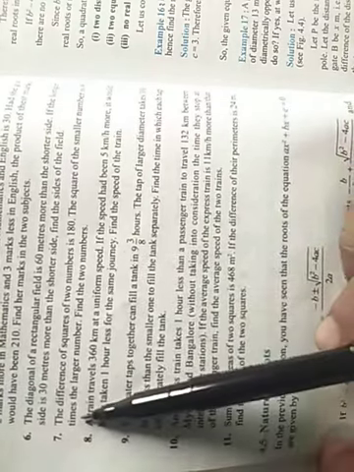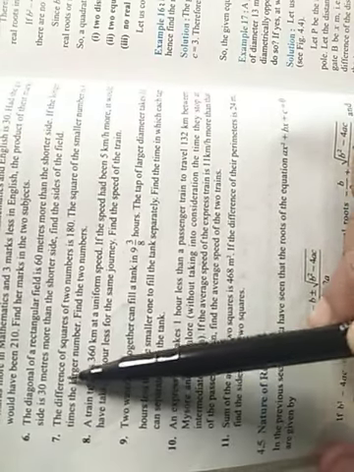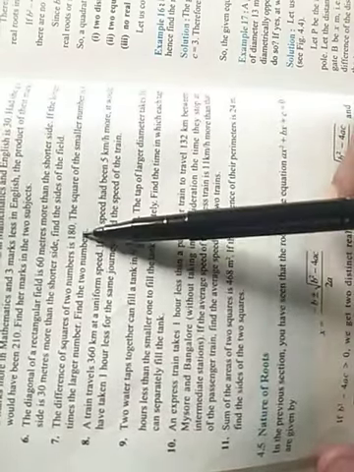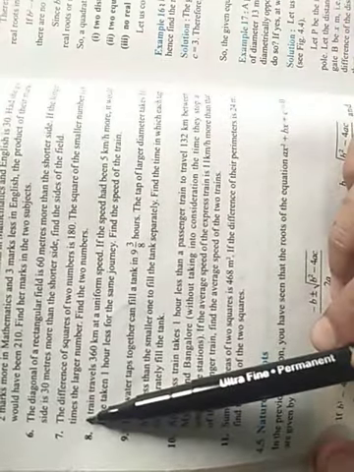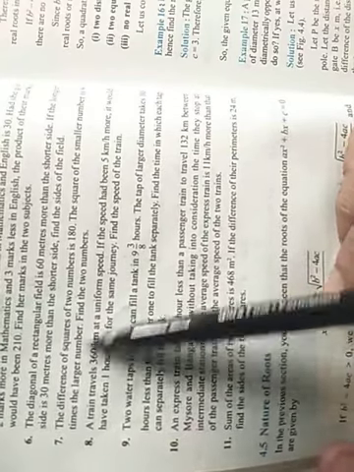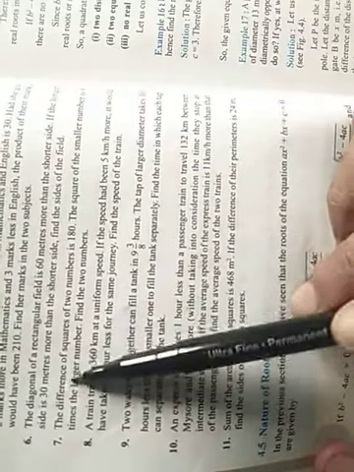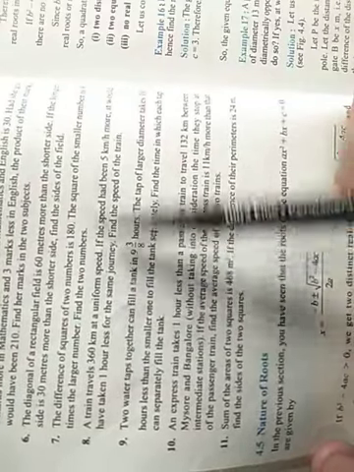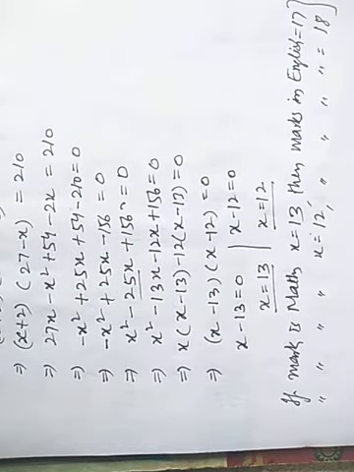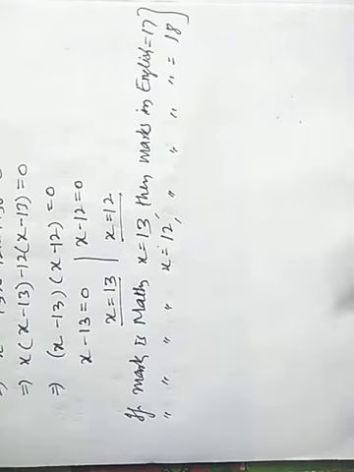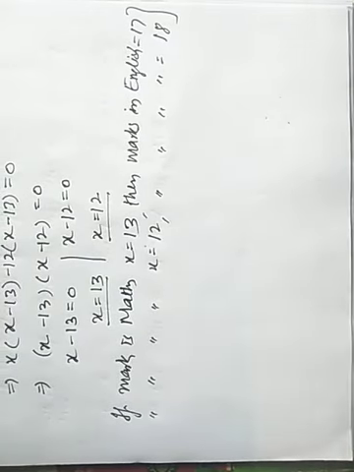Now 7th question. The difference of squares of two numbers is 180. The square of the smaller number is 8 times the larger number. So we have two numbers, and the difference of their squares is 180, and we are also given that the square of the smaller number is 8 times the larger number. Find the two numbers. Let us solve this 7th question. Question number 7.